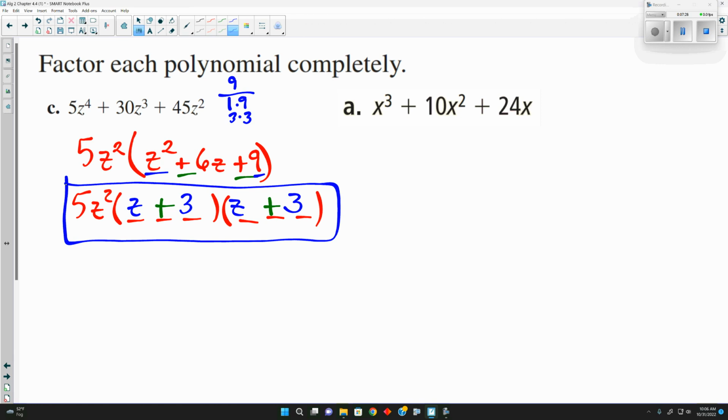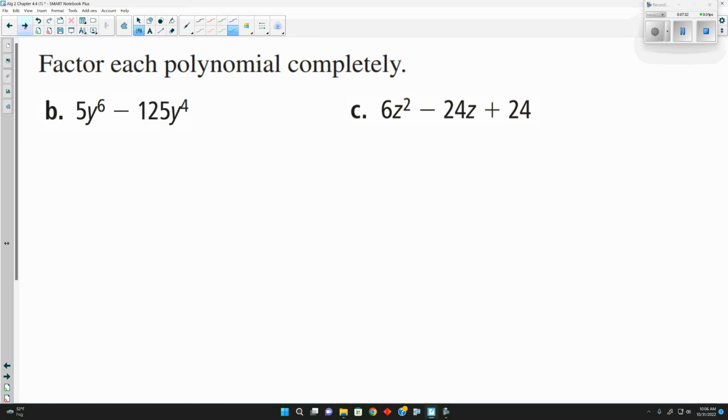Any questions on any of this here? I'm going to skip that next one and look at b, 5y to the 6 minus 125y to the 4th. Is there a greatest common factor between these two terms? Five y to the 4th.